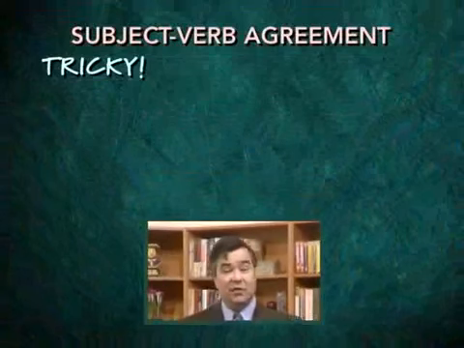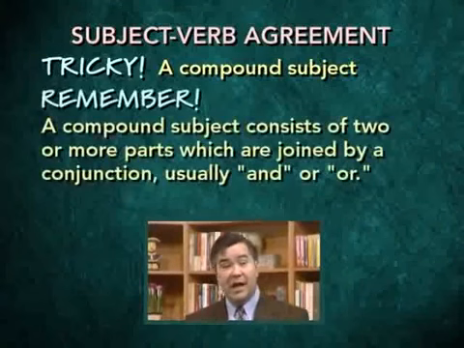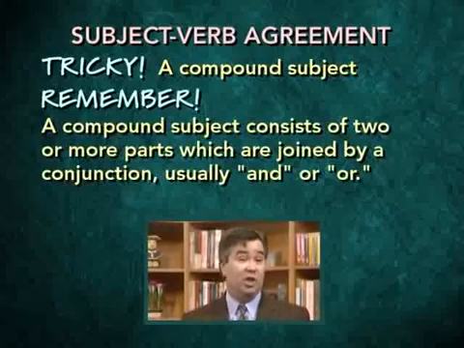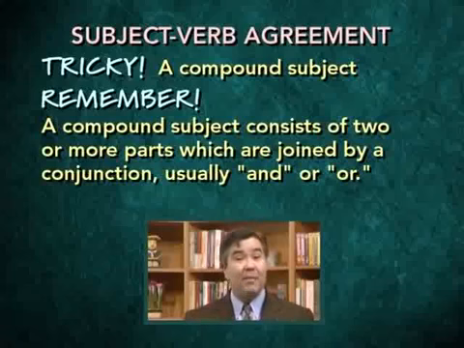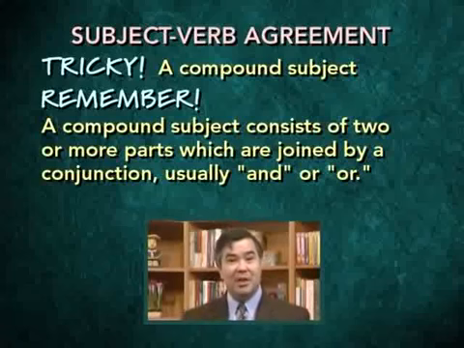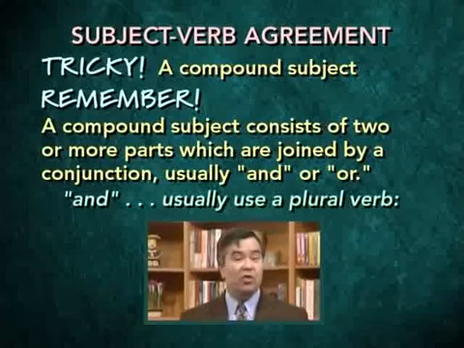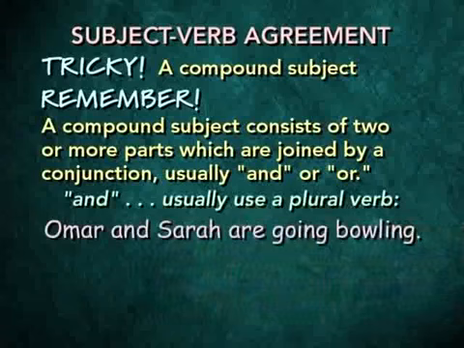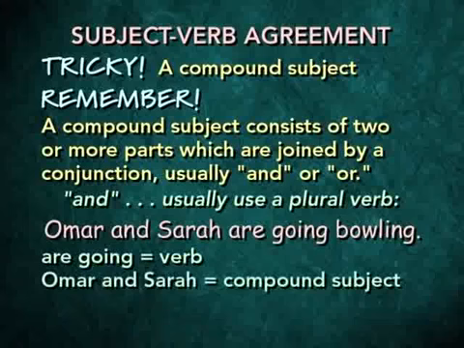One tricky type of sentence for subject-verb agreement involves a compound subject. Now, as you may recall, a compound subject consists of 2 or more parts which are joined by a conjunction, usually and or. And taken together, these parts make up the subject of the verb. Now, when the subject is compound, if the parts of the compound subject are joined by and, you usually use a plural verb. Here's an example. Omar and Sarah are going bowling. Here, the verb is are going, and the subject is the compound subject, Omar and Sarah.